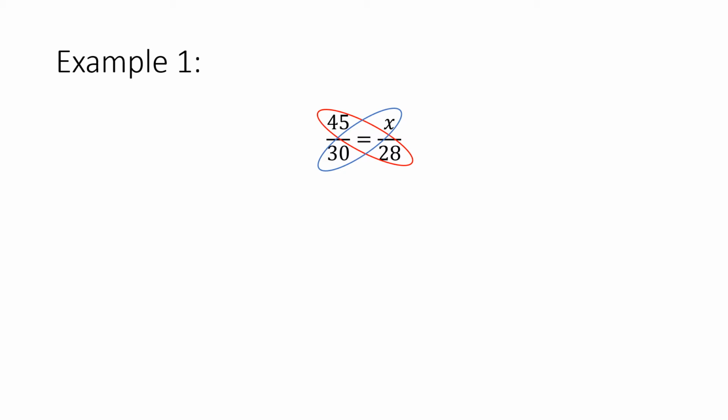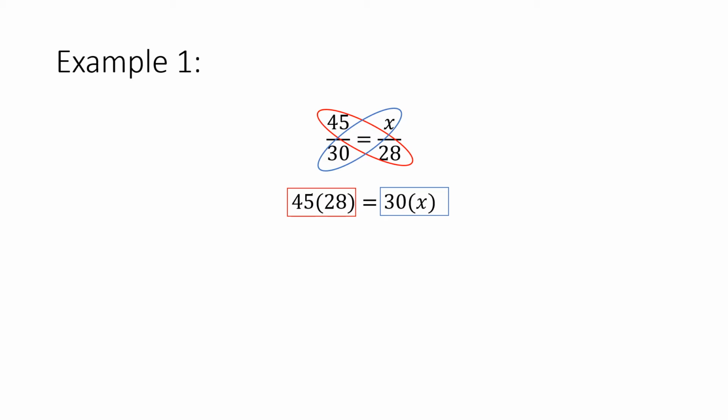And then what I'm going to do is set up boxes to put the numbers I'm going to be multiplying inside of those boxes. And so my red is going to be on my left and my blue is going to be on my right. And so I'm going to do my first box. I'm going to do 45 times 28.